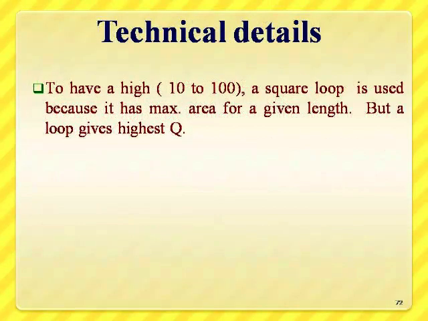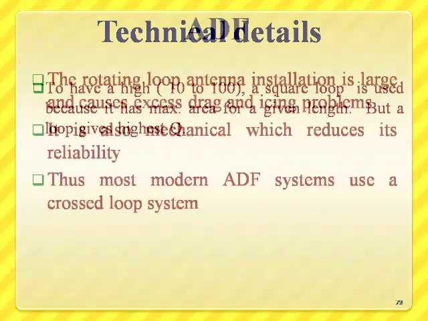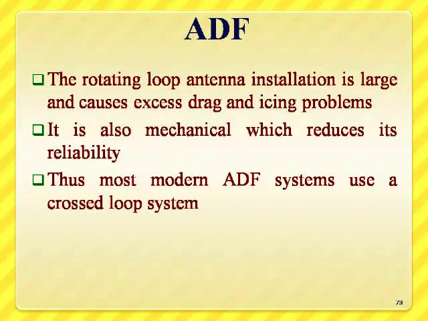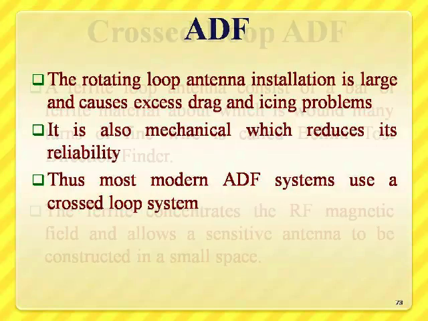And to have a high Q, 10 to 100, a square loop is used because it has maximum area for a given length, but a circular loop is more preferable. The rotating loop antenna installation is large and causes excess drag and icing problems. It is also mechanical, which reduces its reliability. Thus, most modern ADF systems use a crossed loop system.